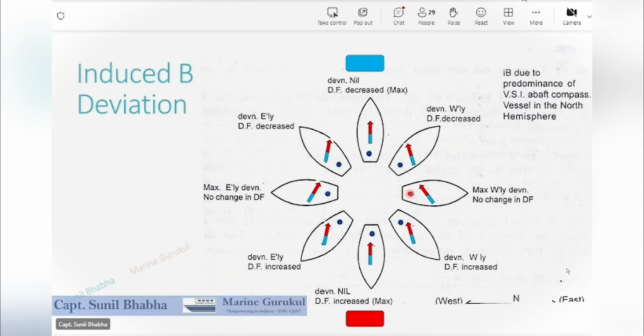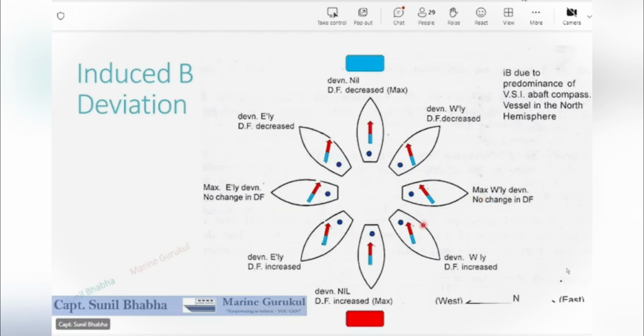When the ship goes to an easterly heading, the blue pole of the funnel is at right angles to the field of the Earth. It is exactly west of the compass. It is at right angles to the field of the Earth, and it generates the maximum deviation. This blue pole of the funnel attracts the red end of our compass magnet and repels the blue end of our compass magnet, generating maximum westerly deviation.